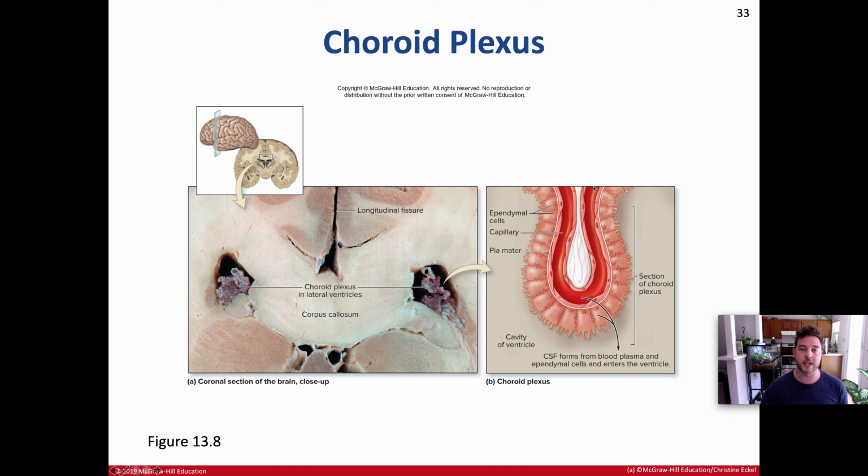So here you go. This is just looking at the choroid plexus, that structure I showed you on the application. So you have this section right here of a blood capillary. So this is your blood capillary with its ependymal cells surrounding it. And then in between is the pia mater, that thin pia mater. And so what's going to happen is that the blood pressure will force filtration through the cells, through the blood capillary layer, the pia mater, and then through the ependymal cells into the cavity of the ventricle.